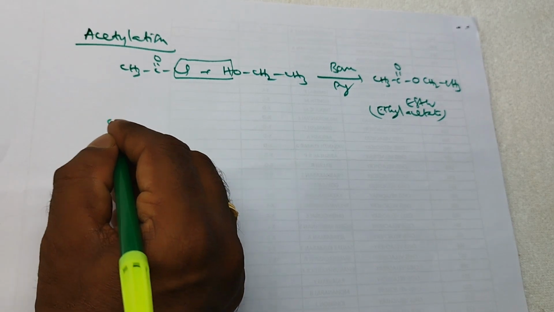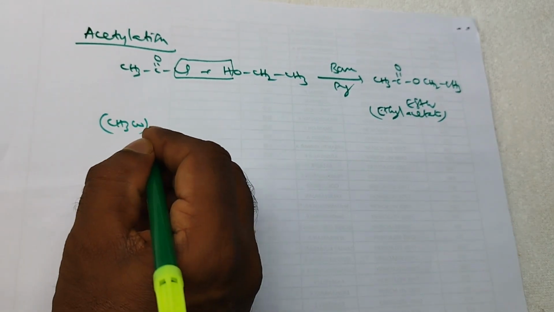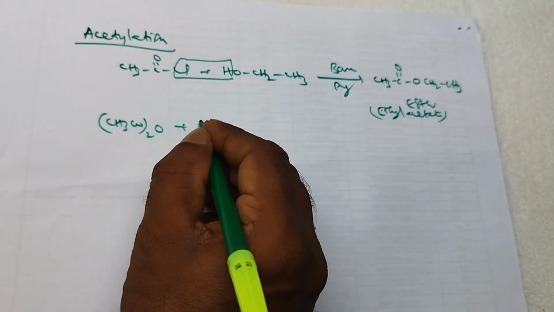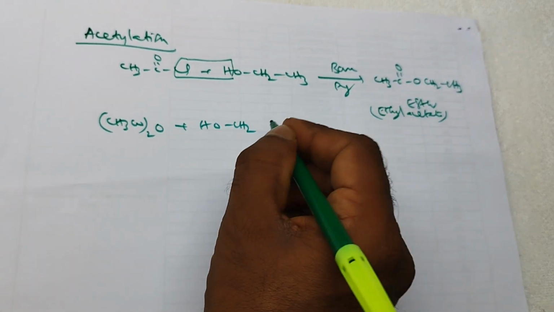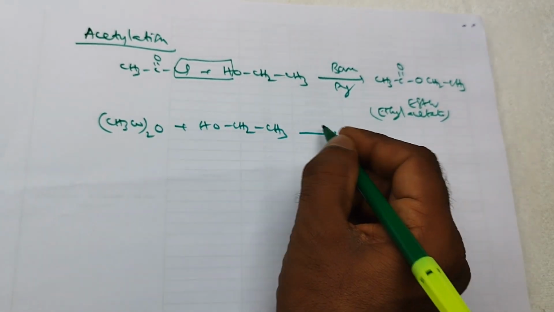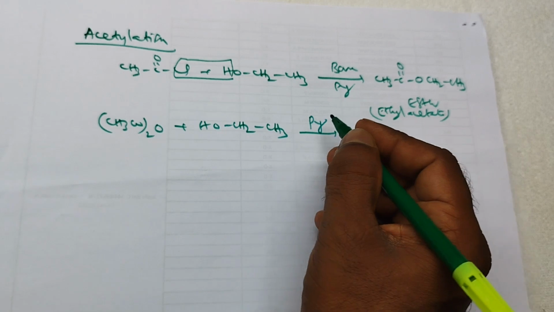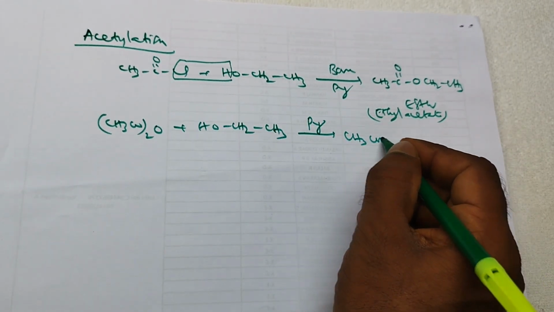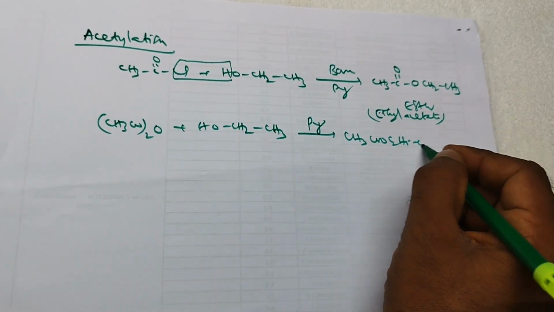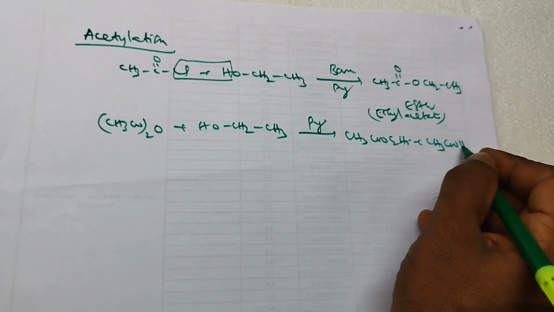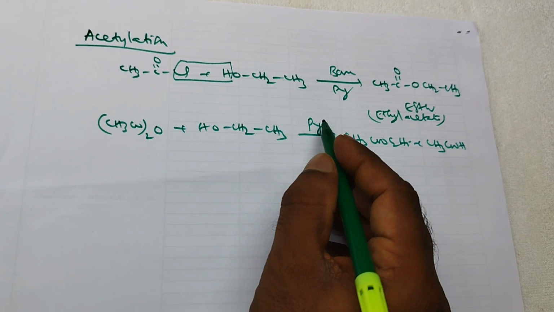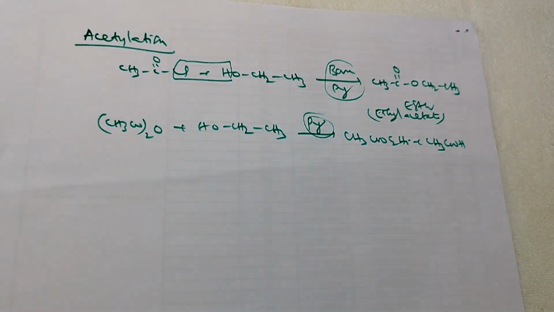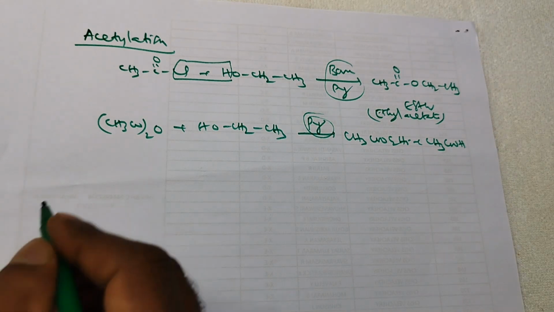At the same time, if you are using acetic anhydride in the presence of alcohols, similarly in the presence of pyridine as a catalyst, it gives CH3COOC2H5 plus CH3COOH. In both cases we are using base as a catalyst. For the next examples, sometimes we can also use acids.